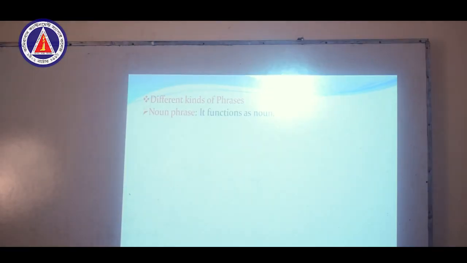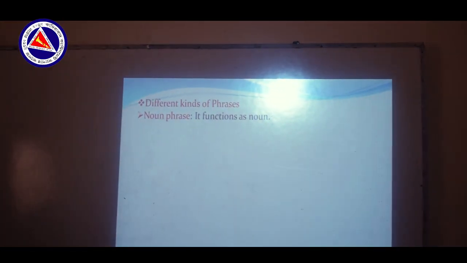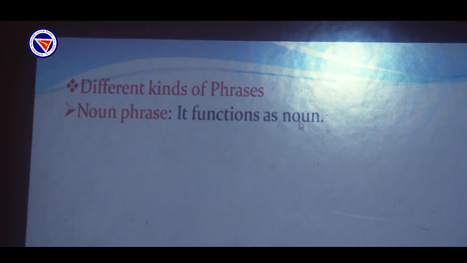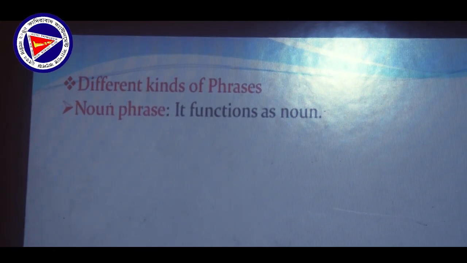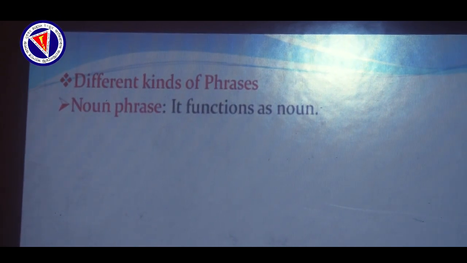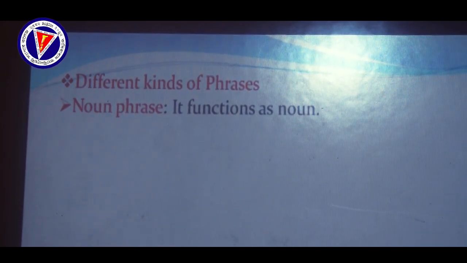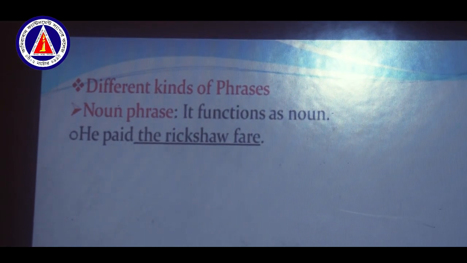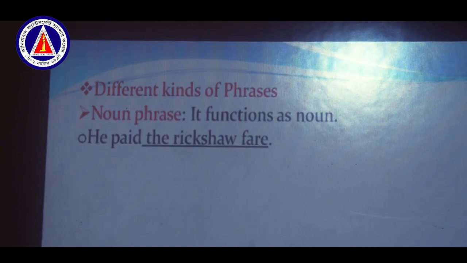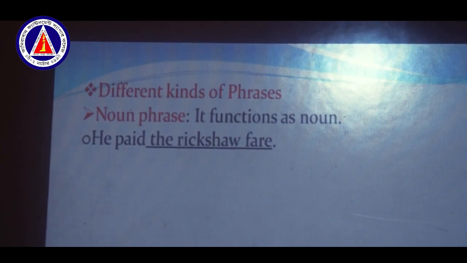So what is a noun phrase? A noun phrase is a kind of phrase that functions as a noun. So what is a noun, or how can a noun be used in a sentence? We know a noun is the name of anything. Again, a noun can be used as the subject of the sentence. It can also be the object of the sentence. If we get an example, it will be much more clear.